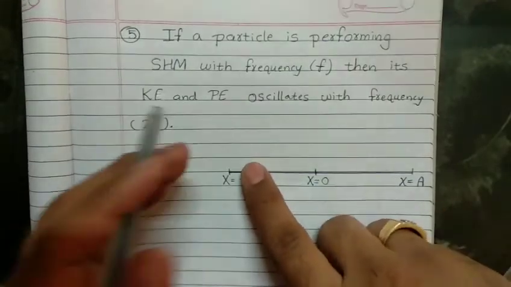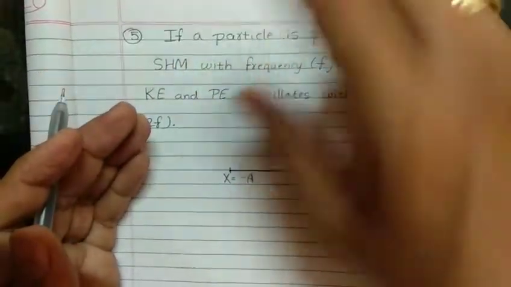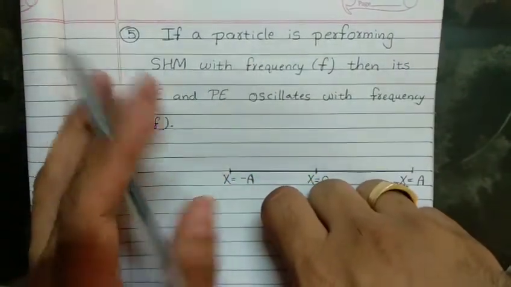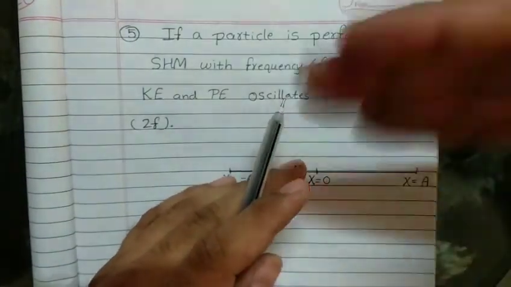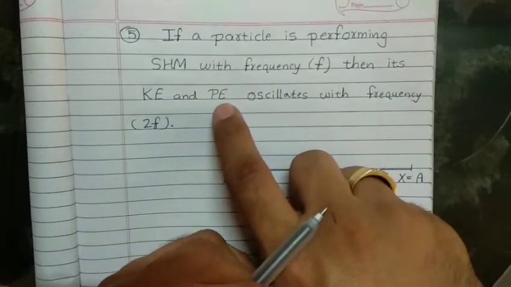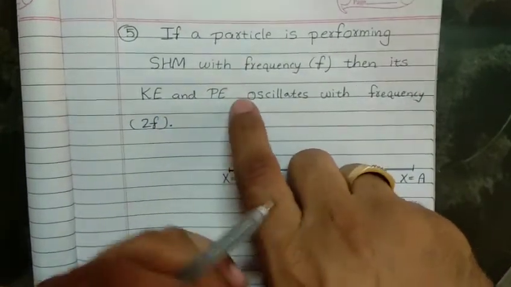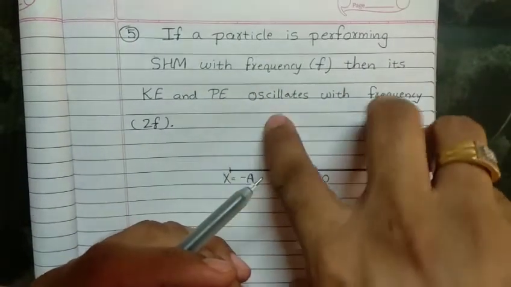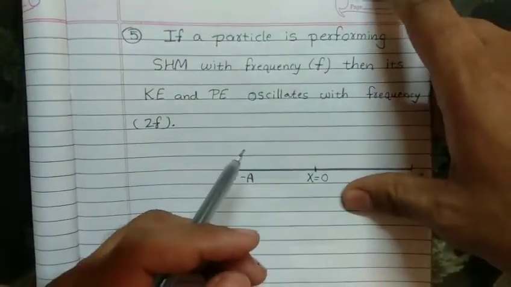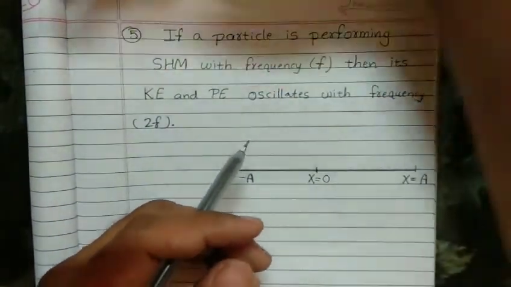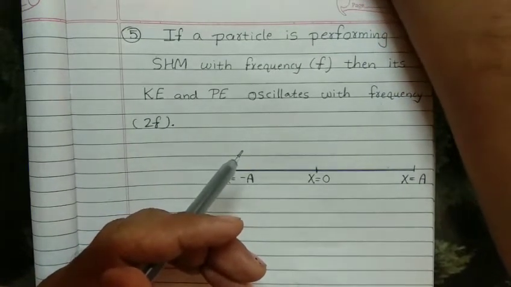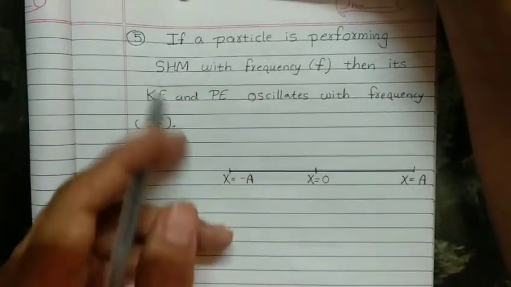So this is the next point now. The next point which I am going to discuss, I have simply written over here. You just read this point first. If a particle is performing SHM with a frequency f, then its kinetic energy and potential energy also oscillate. Kinetic energy and potential energy are oscillating with a frequency 2f, that is double frequency. If the particle has a frequency f, the kinetic energy and potential energy oscillate with double frequency, that is 2f.